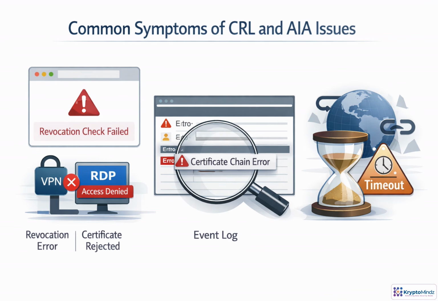CRL or AIA problems rarely call themselves out directly. Instead, you'll see revocation checks failing, or services like RDP, IIS, or VPN rejecting certificates that appear fine. Event logs will show chain building or revocation errors, and users experience slow logons or connections as clients time out trying to reach unavailable URLs.